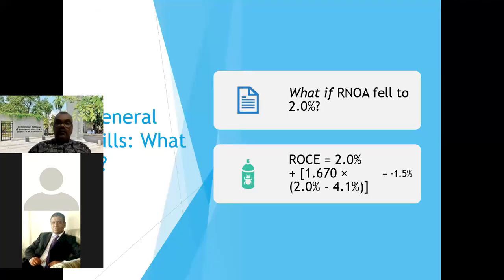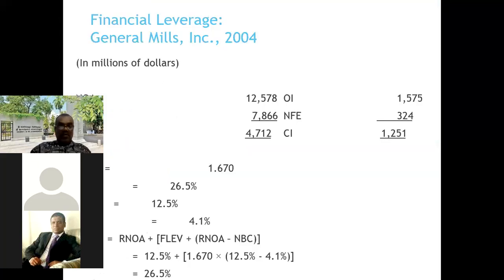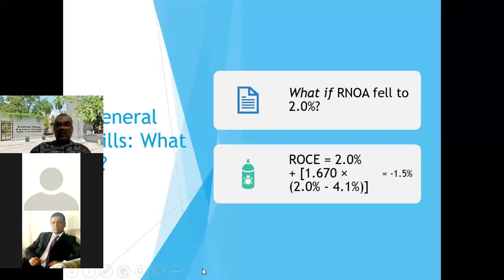Then what if return on net operating asset fell to 2%? So here return on net operating asset is 12%. If it falls to 2%, what would happen? Then there will be a negative spread. Then ROCE, can you work it out?